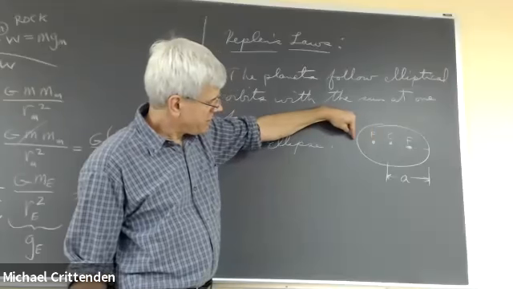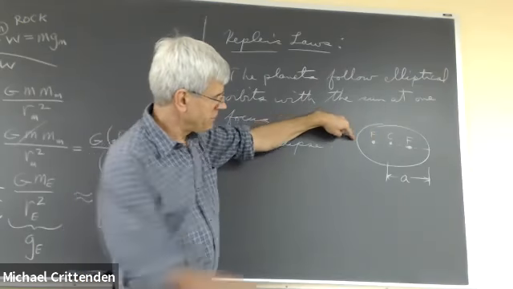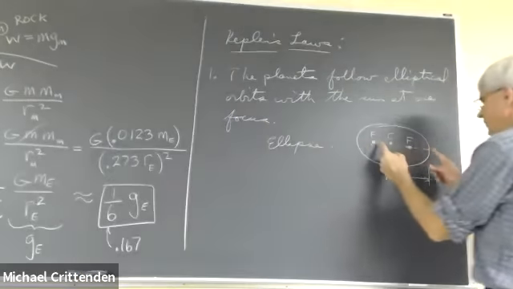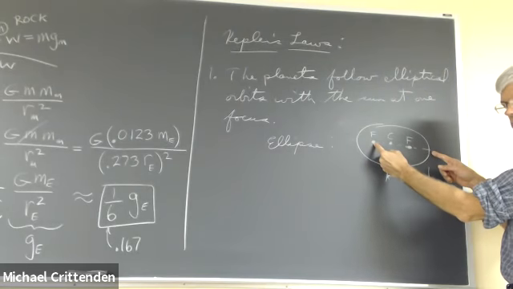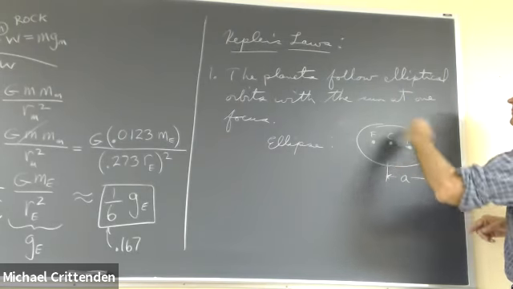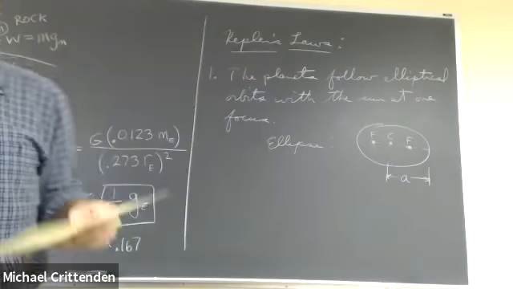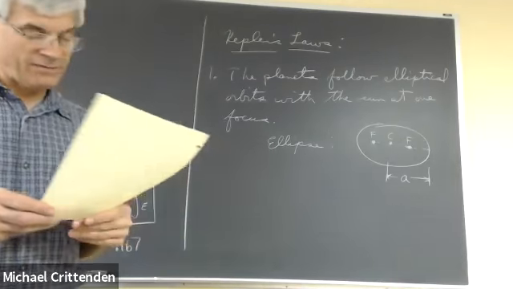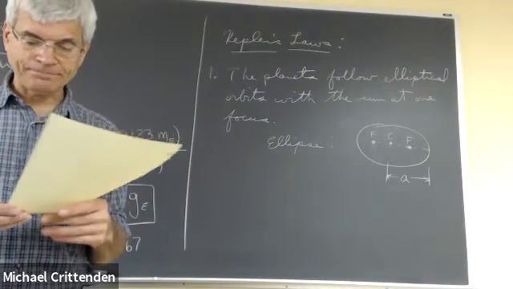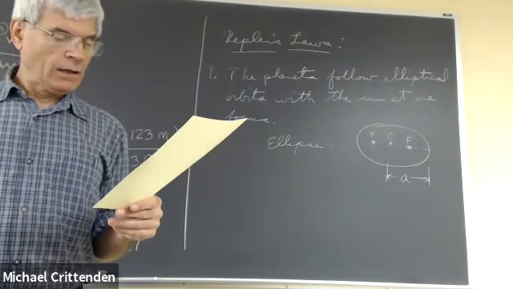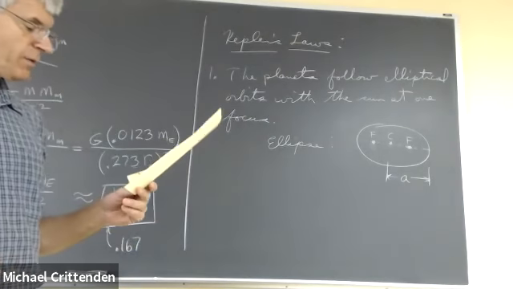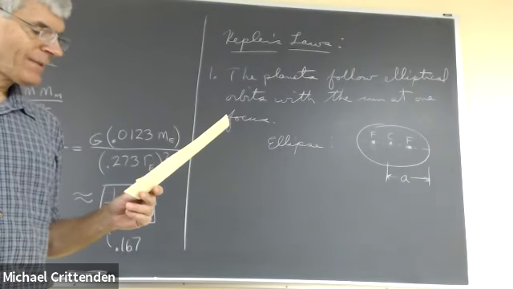When the Earth is here, it's about 91 million miles from the sun. When it's over here, it's about 95 million miles from the sun. So it varies as it goes. Some of the other planets have more variation than that. So that's the first law: elliptical orbits with the sun at one focus.